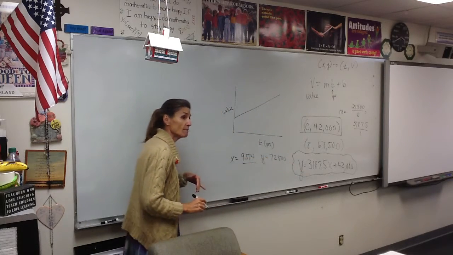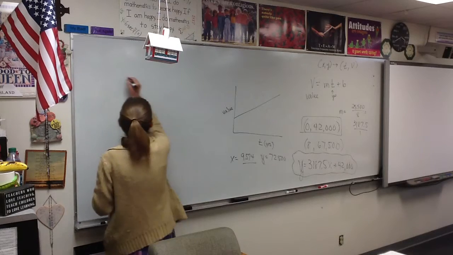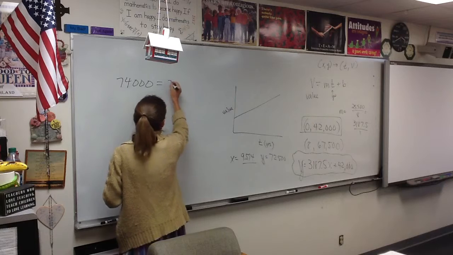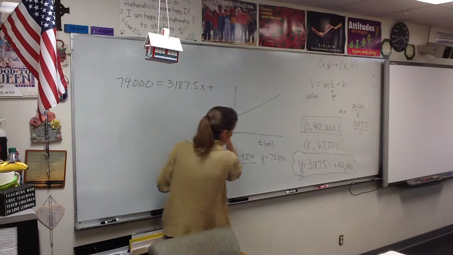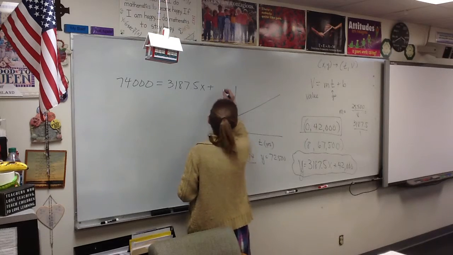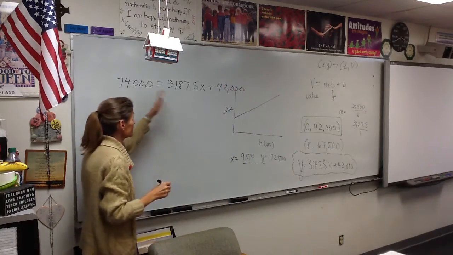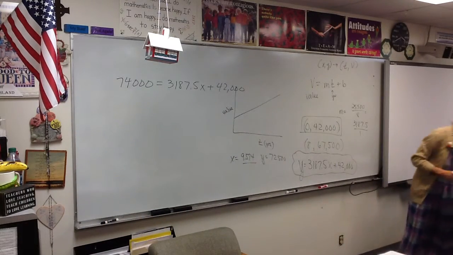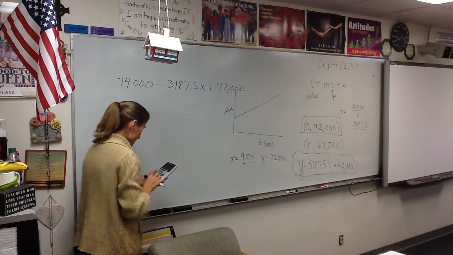What would you do, Dan? Would you put 74,000 into the y? You absolutely would. Yeah, then it's plus b at the end of that. That is exactly right. Very, very good. So we will simply solve this equation. I'm going to use a calculator. We'll solve that equation. Subtracting 42,000.